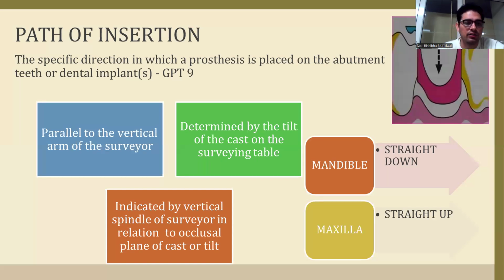Next is the path of insertion. The specific direction in which the prosthesis is placed on the abutment teeth or dental implants, parallel to the vertical arm of the surveyor, determines the tilt of the cast on the surveying table, indicated by the vertical spindle of the surveyor in relation to the occlusal plane of the cast or the tilt. Mandible is straight down, maxilla is straight up.